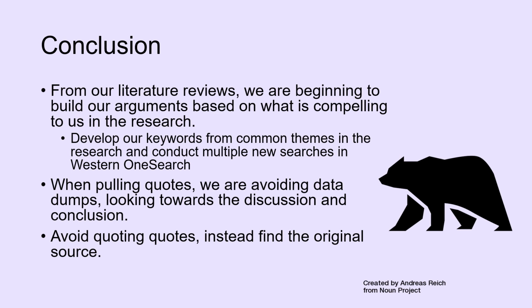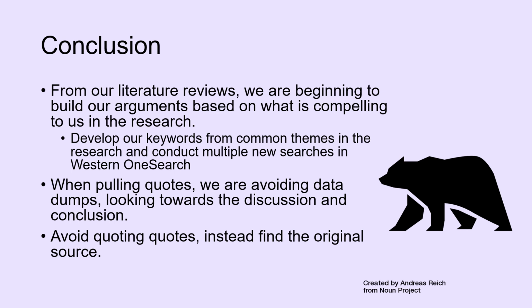Once we find those more specific sources that correlate with specific parts of our arguments, we're going to start pulling quotes from those articles. However, we're going to avoid data dumping by just pulling a string of numbers from the results page. Instead, we're going to look towards the discussion and the conclusion parts of the article to see where authors offer a really succinct description of what their findings mean.